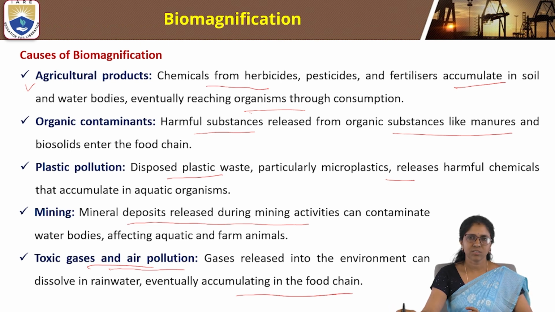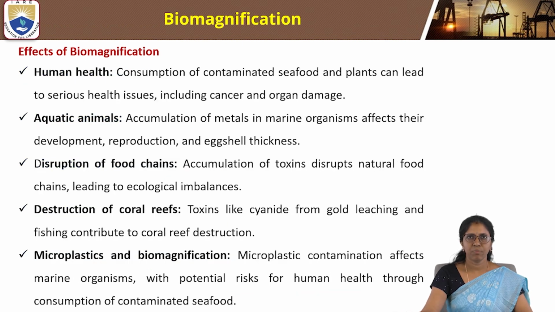So next, toxic gases and air pollution. Gases released into the environment can dissolve in rainwater. So eventually all the pollutants, all the contaminants present in the environment will accumulate in the food chain. Effects of biomagnification: it will affect human health, and it will affect aquatic animals.